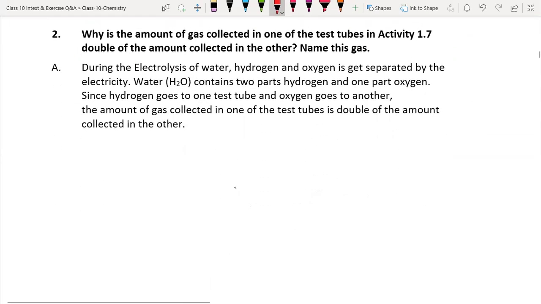Why is the amount of gas collected in one of the test tubes in activity 1.7 double the amount collected in the other? So activity 1.7 in your textbook, if you observe, that is electrolysis of water. So if you see electrolysis of water, there will be a beaker with some water and there will be 2 electrodes, and if you connect the 2 electrodes to a battery, what will happen? From the 2 electrodes you will be getting some gas, bubbles will be forming, and if you insert 2 inverted test tubes, you can observe automatically the level of water will vary.